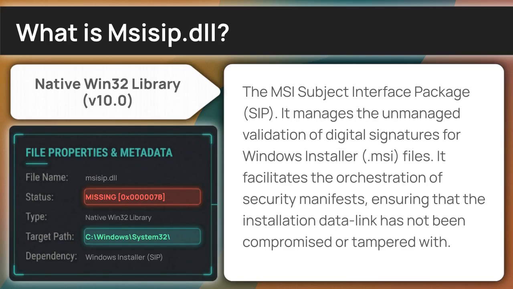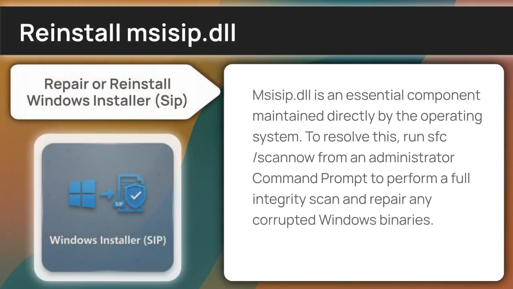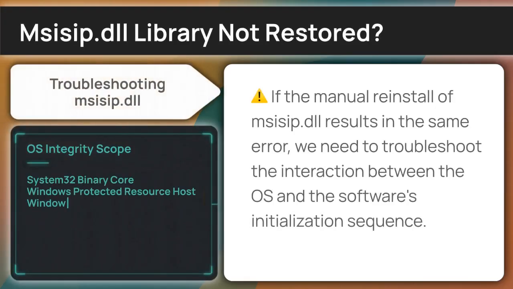With the explanation out of the way, let's refresh the affected files. Msisip is an essential component maintained directly by the operating system. To resolve this, run sfc /scannow from an administrator command prompt to perform a full integrity scan and repair any corrupted Windows binaries. If a standard reinstallation doesn't restore the library, we need to verify if the system environment is properly recognizing the new components.